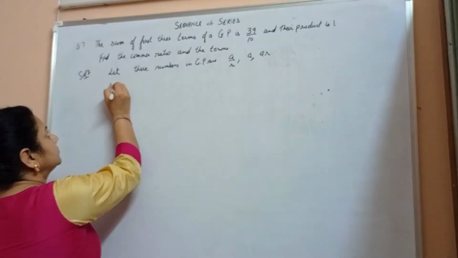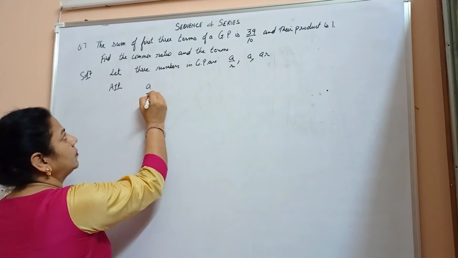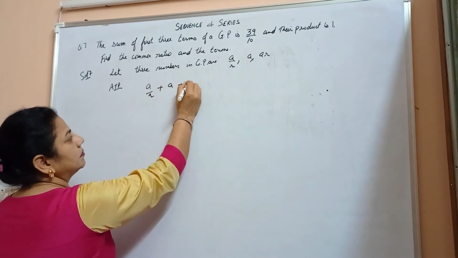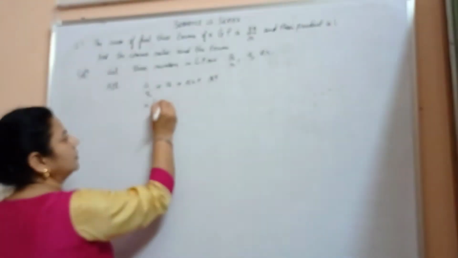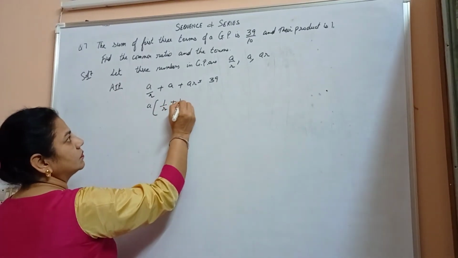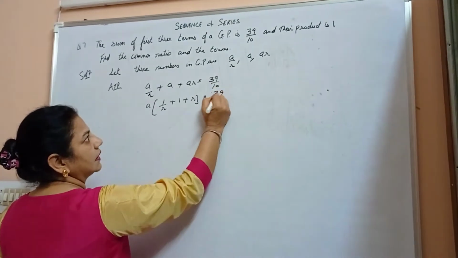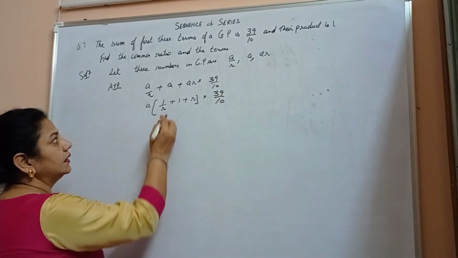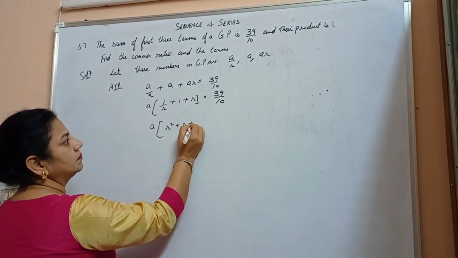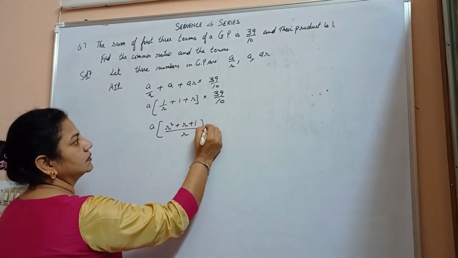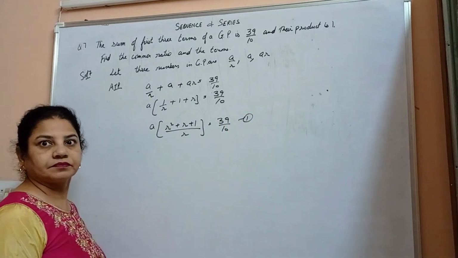According to the problem, the sum is 39 by 10. That means A upon R plus A plus AR is equal to 39 by 10. Take A common: 1 upon R plus 1 plus R is equal to 39 by 10. Take the LCM: (R square plus R plus 1) upon R is equal to 39 by 10. This is my first equation.